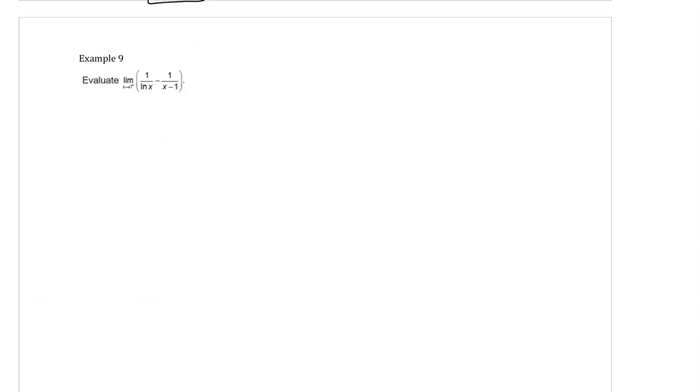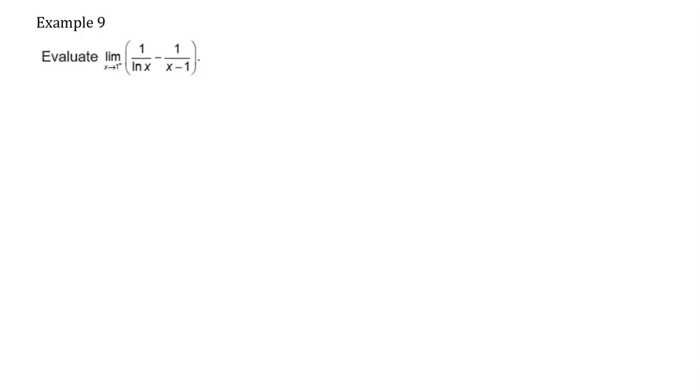In example 9, we again begin by applying direct substitution to this limit, which would leave us with the indeterminate form of infinity minus infinity. Again, if you're not sure, I encourage you to look at a graph of both of these functions individually and ask yourself what is happening on that graph as x approaches 1 from the right side.